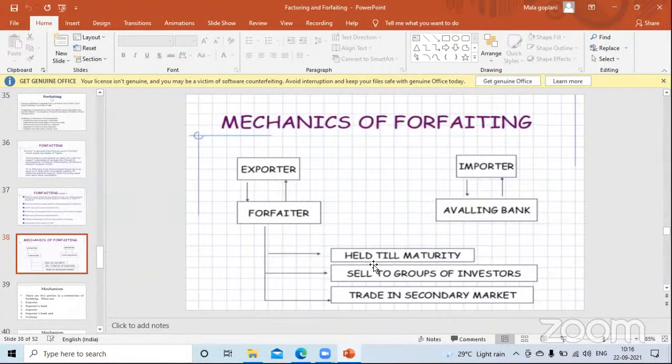Now there is an availing bank which issues a letter of credit to the exporter. The importer has approached the availing bank, so the availing bank gives an approval to the importer, thereby issuing a letter of credit to the exporter saying that you can send a certain amount of goods to the importer, which is in my country, and I will take care of the payments.